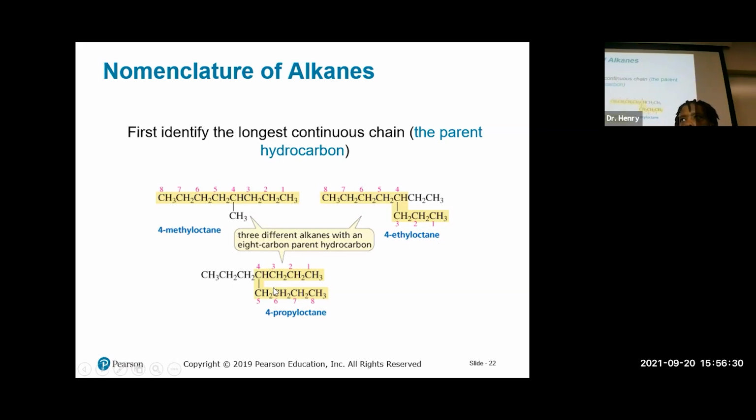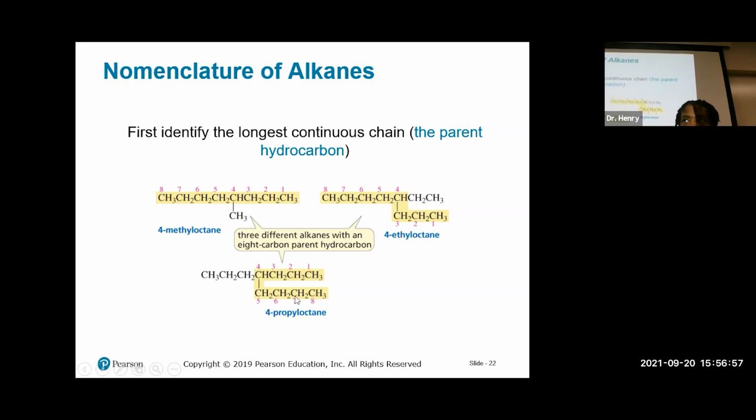Okay. Now this guy, 1, 2, 3, 4, 5, 6, 7, 8, or 1, 2, 3, 4, 5, 6, 7, or 1, 2, 3, 4, 5, 6, 7, right? So both of those are 7. We want the 8 longest carbon chain first. Okay, and then we want the branch to be coming off at the shortest point.